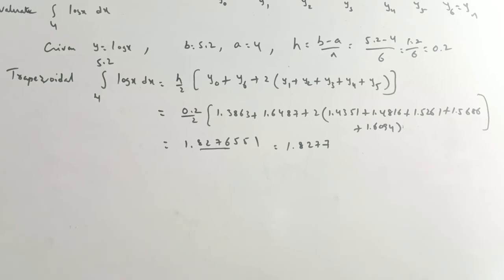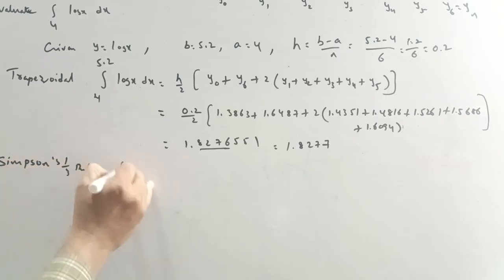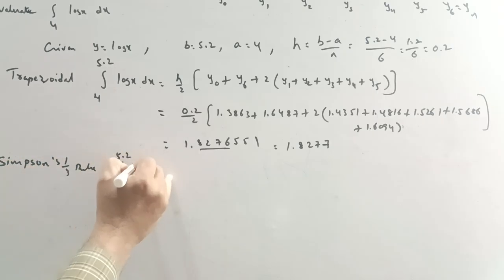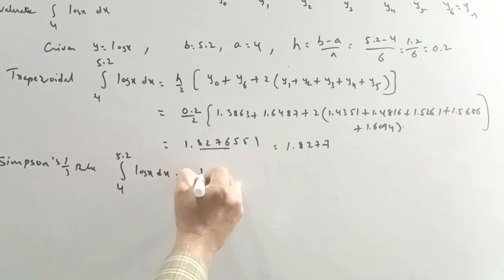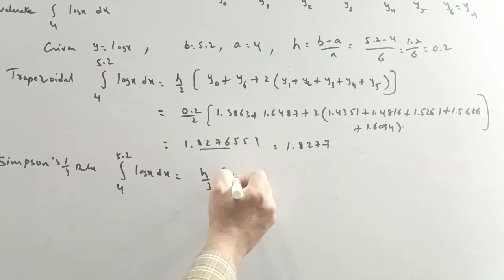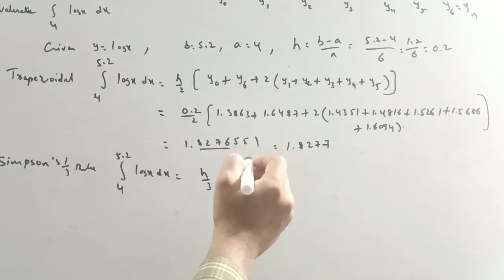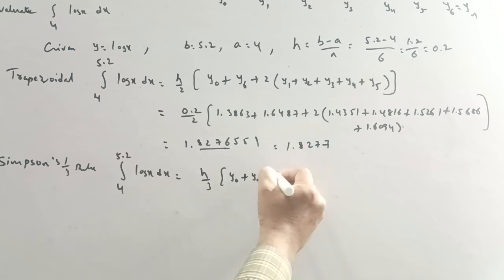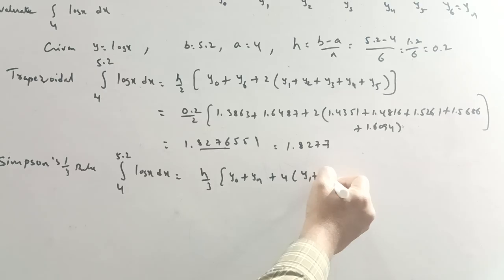So Simpson's 1/3 rule. Now see, what is the formula? Integral 4 to 5.2 log x dx. The formula is h by 3, y0 plus yn plus 4 into odd ordinates y1, y3.